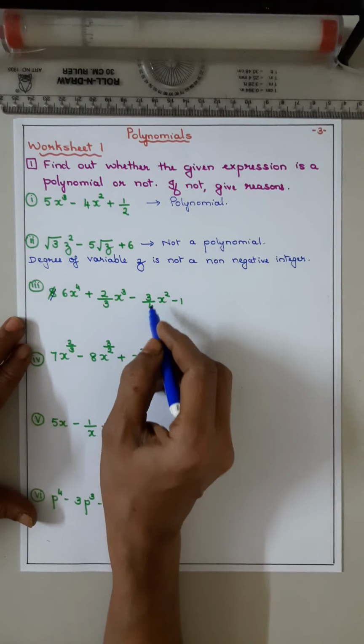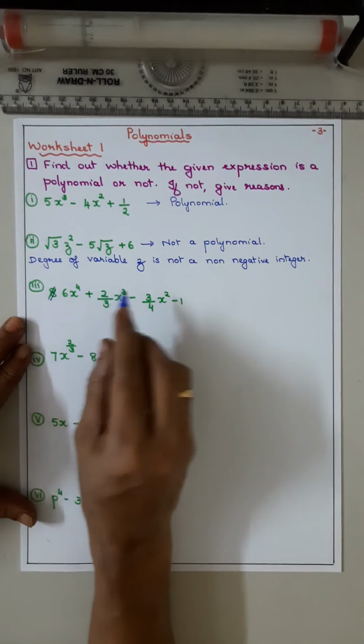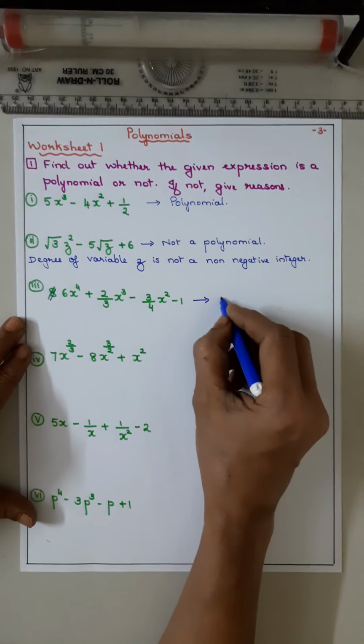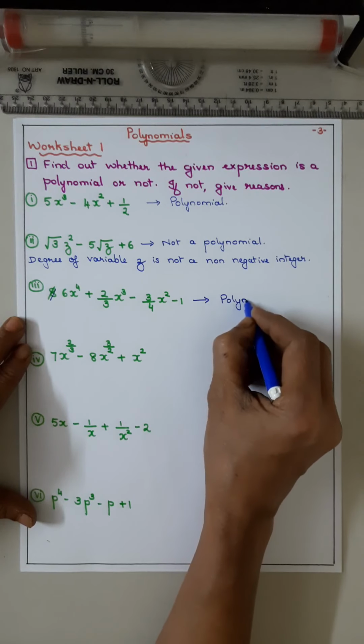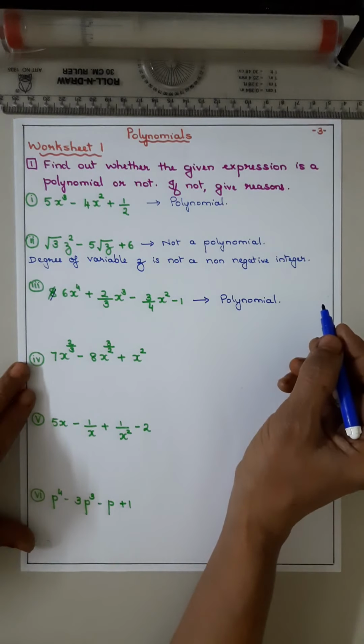Now coming to the third, 6x to the power 4 plus 2 by 3 x to the power 3 minus 3 by 4 x squared minus 1. So x to the power 4, x to the power 3, x to the power 2. So that means it is a polynomial. Isn't it? All are non-negative integers.